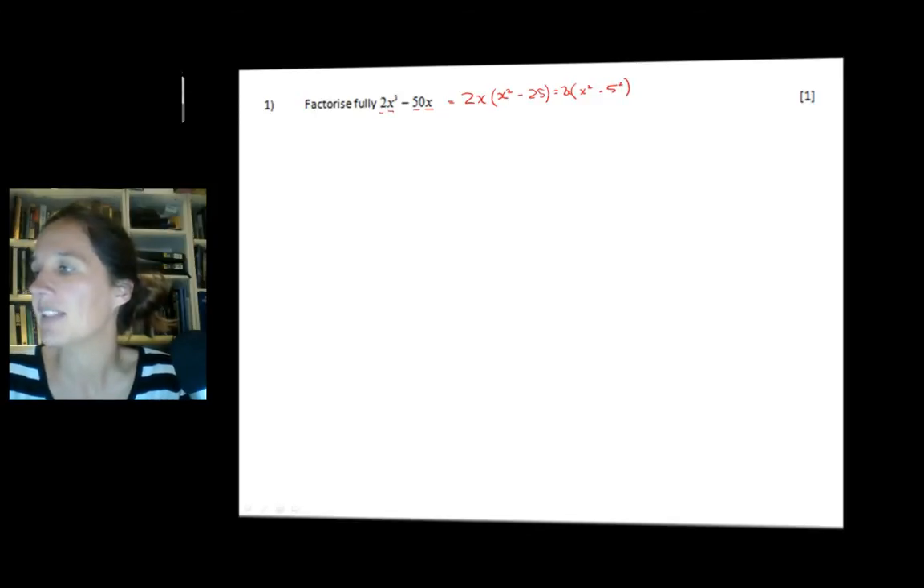So we have our difference of squares equation here. We can take our 2x out the front. Here we're going to have x minus 5 multiplied by x plus 5.